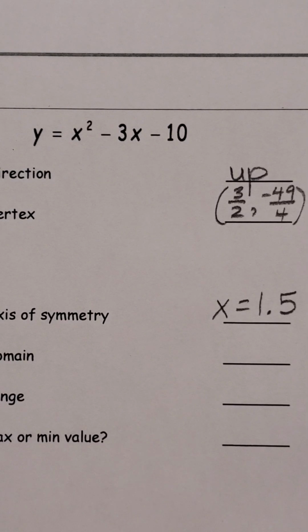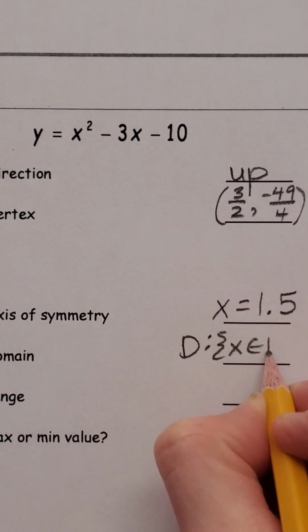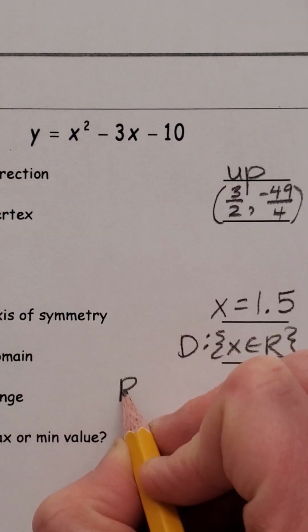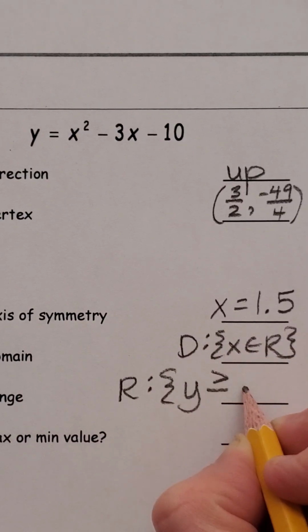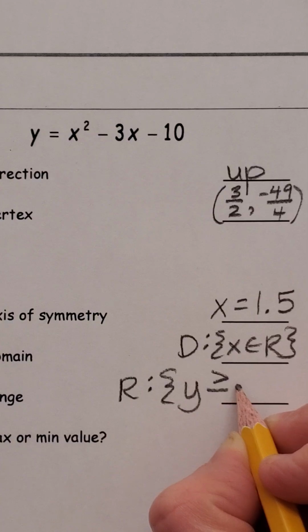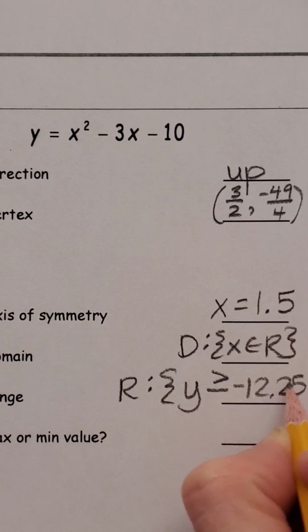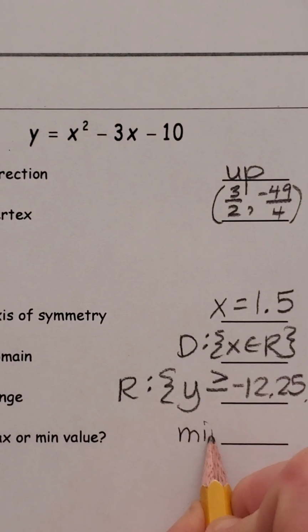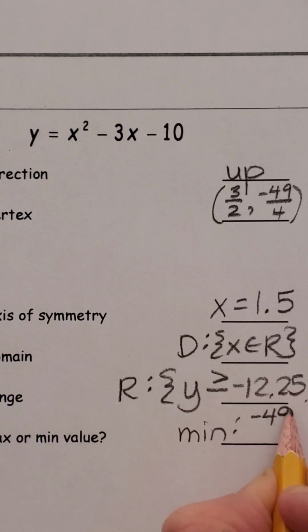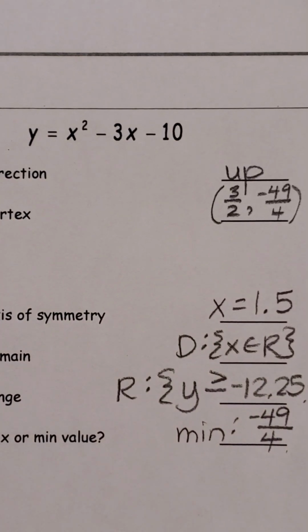But domain, x is an element of real numbers. Range opens upward again, so y greater than or equal to negative 49 over 4, or negative 12.25. y is an element of reals. Another minimum value of negative 49 over 4. And that's the end.